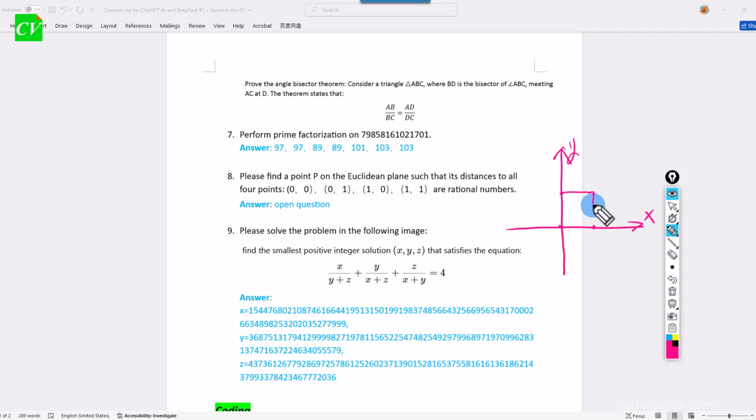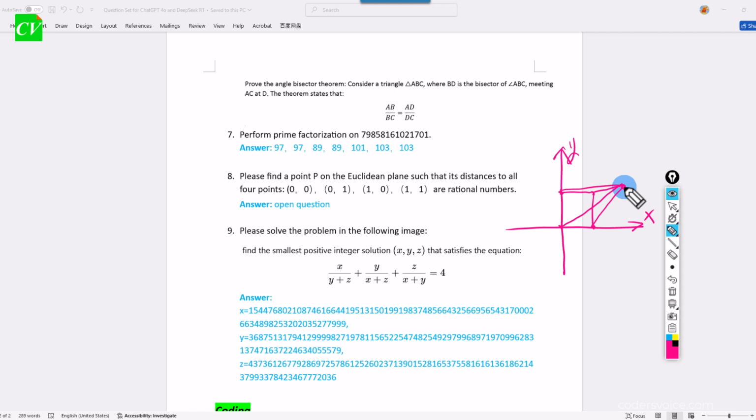So actually, we have a square here. So the question asks if we can find a point. If we can find a point, for example, this point is here, and the distances from this point to these 4 points are rational numbers, so this is the distance, distance, distance, and this one.